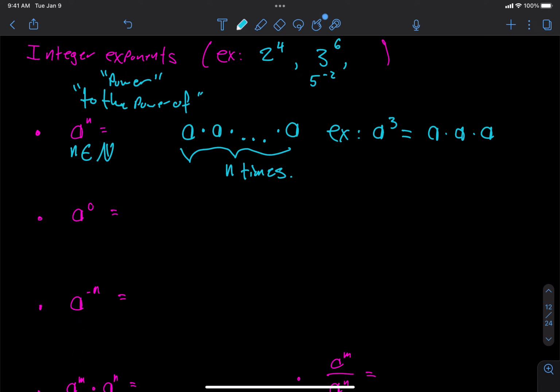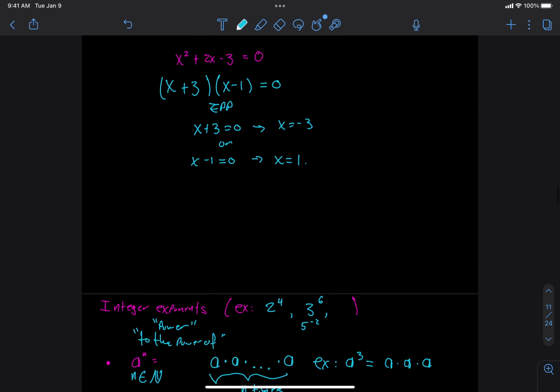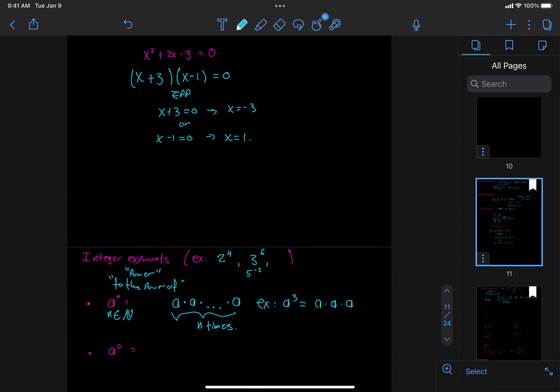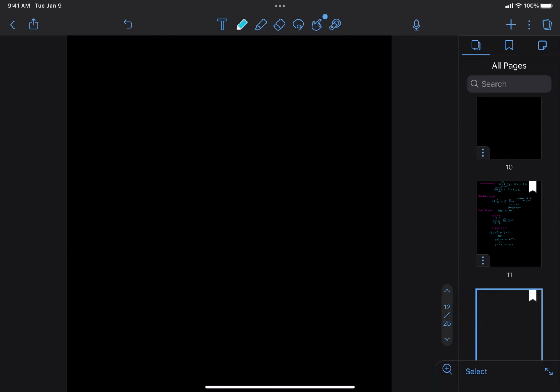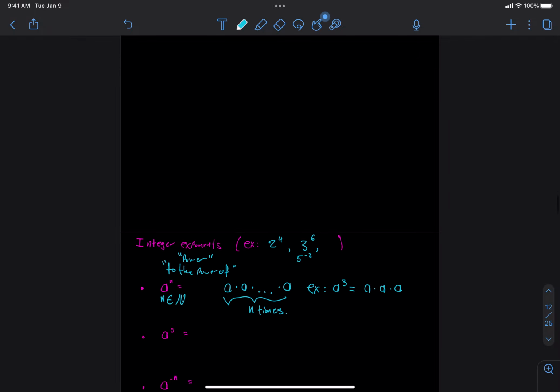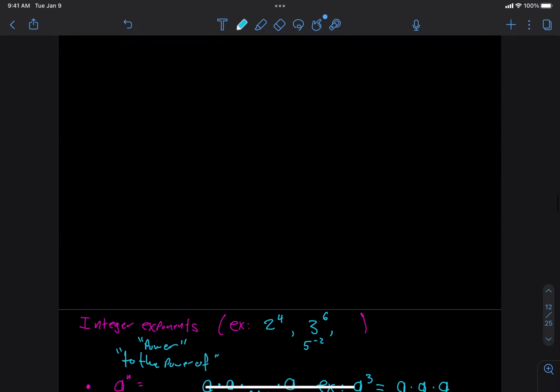Because there's nothing multiplied by, so it would just be by itself. Saying it would just be by itself is a little bit non-specific. I'm looking for something a little more specific than that. Let's think about the following. There's actually a really good reason why a to the 0 should be 1.